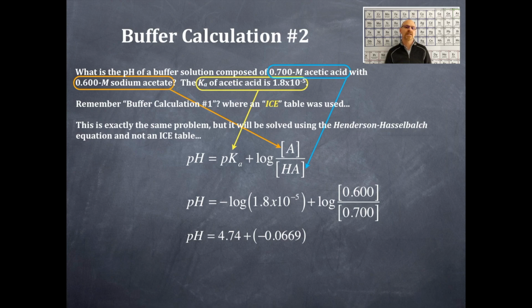And I mentioned this in the derivation of the Henderson-Hasselbalch equation, but the pH of buffers is largely dependent upon the pKa of that acid or base, in this case the acid. Because the log of the conjugate pair ratio that we add is very, very small in comparison to the pKa. So here's our value. The pH is equal to 4.68, again 2 decimal places.